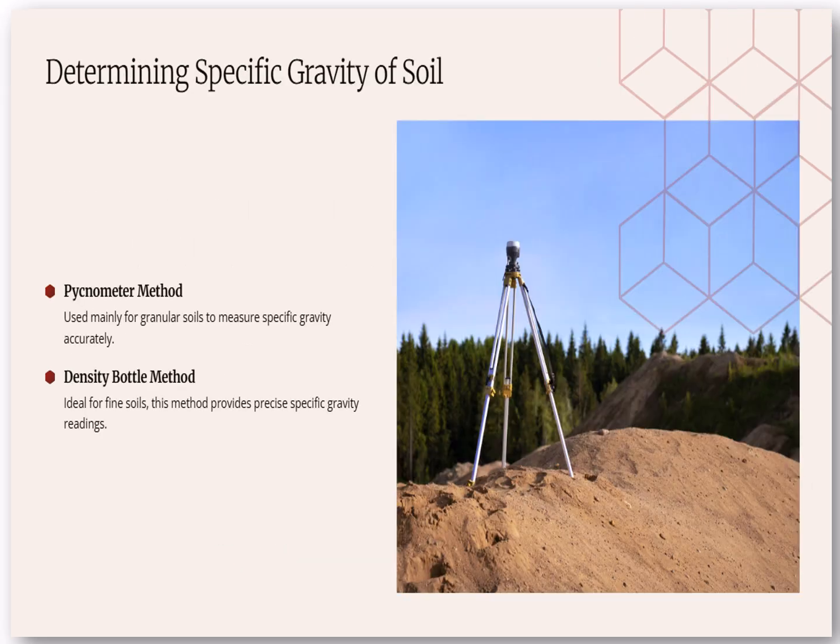Next, determining the specific gravity of soil. This can be determined using two methods, that is the pycnometer method and the density bottle method. Both methods are used in the laboratory. The pycnometer is used mainly for granular soils, that is sand or gravels, to measure the specific gravity accurately. And the density bottle method is ideal for fine soils. This method provides precise specific gravity readings.